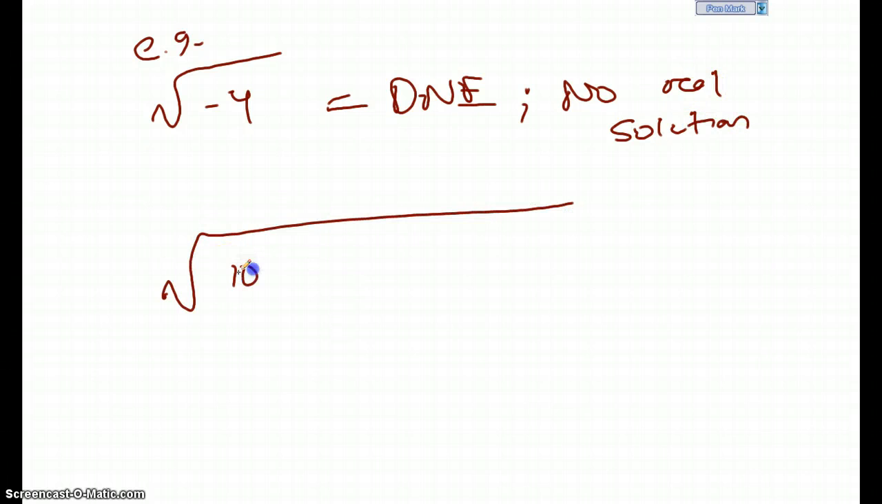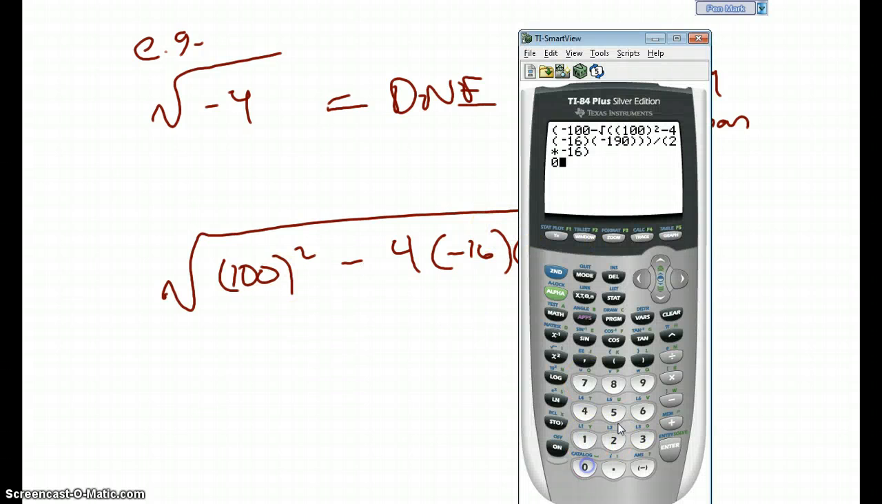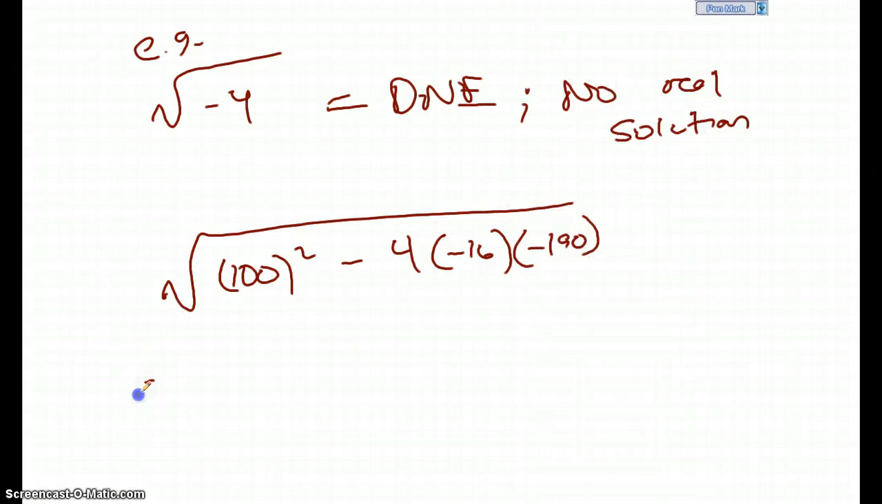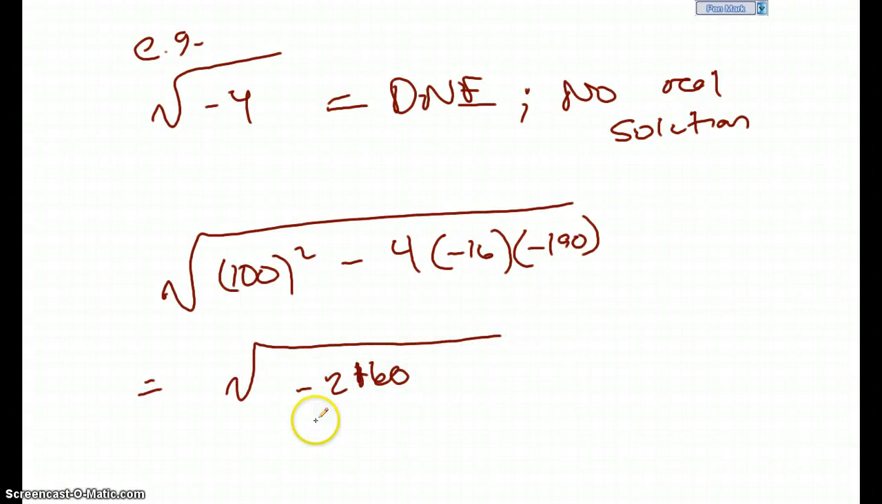Under our square root, we have 100 squared minus 4 times a times c, which if you do that in your calculator, 100 squared minus 4 times negative 16 times negative 190, you get negative 2160. So this is equal to the square root of negative 2160. And you can't do that. You don't get a real answer if you do.